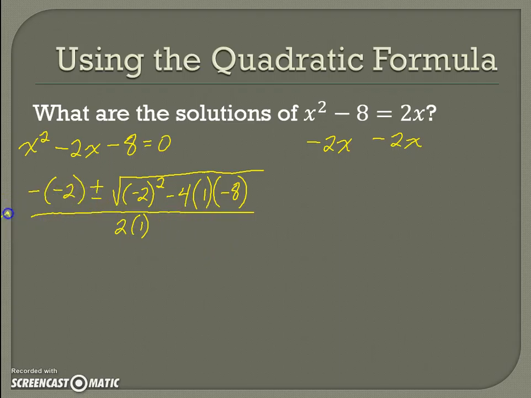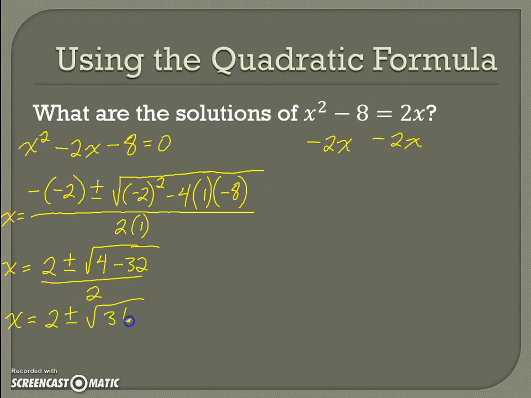First of all, I need x equals. All right, so x equals, the opposite of negative 2 is 2. And then I have plus minus. And then here I have, let's see, we could do some of this in mental math really easily. I have negative 2 squared is 4. And then negative 4 times 1 is negative 4, times negative 8 is 32. All right, so positive 32. This becomes 4 plus 32 over 2, which means x is equal to 2 plus minus radical 36 over 2.